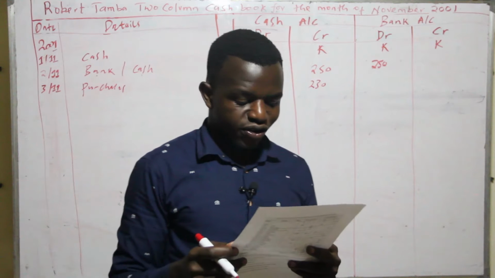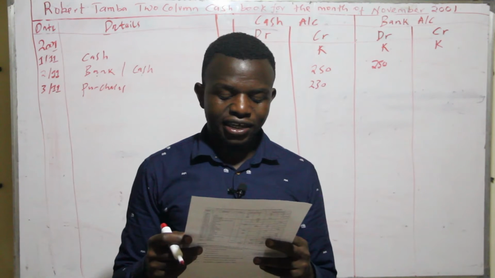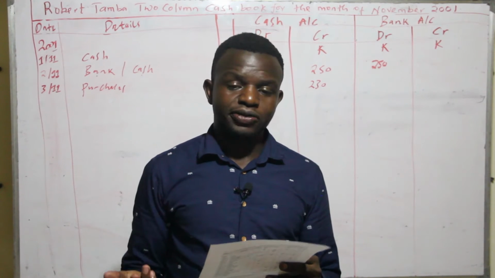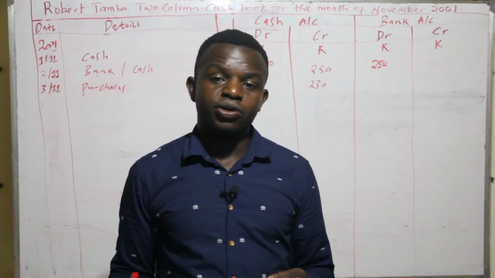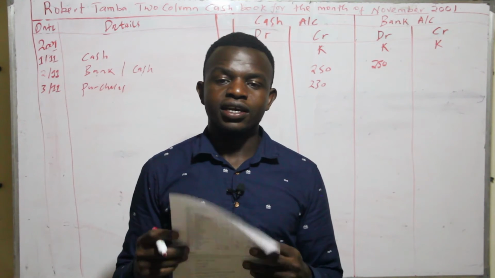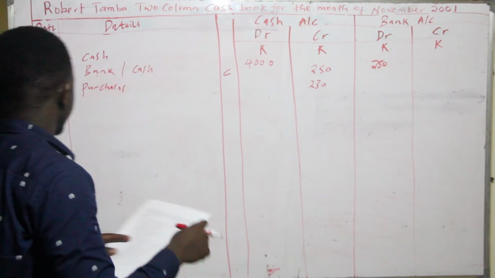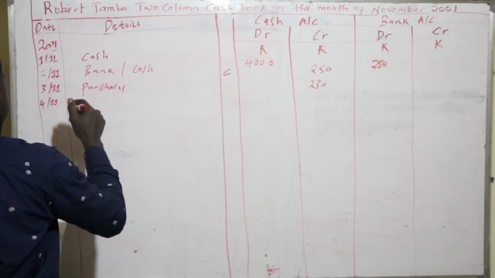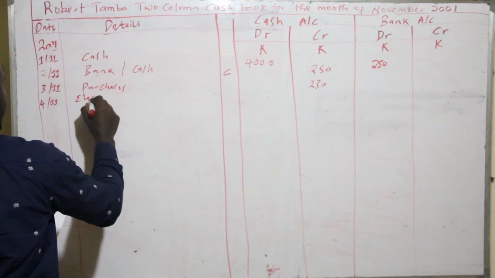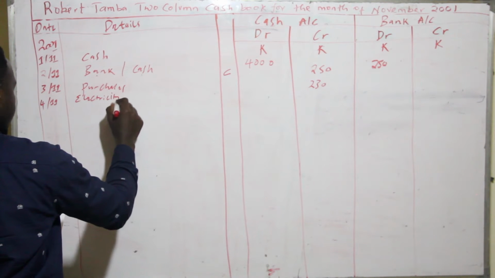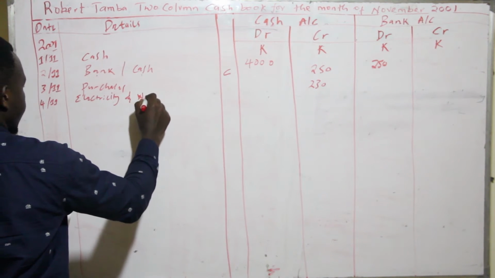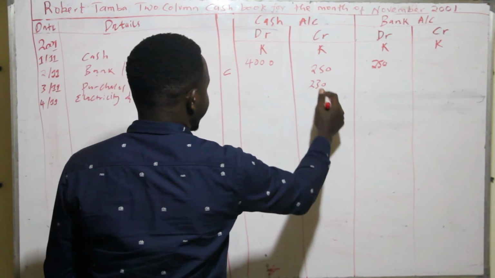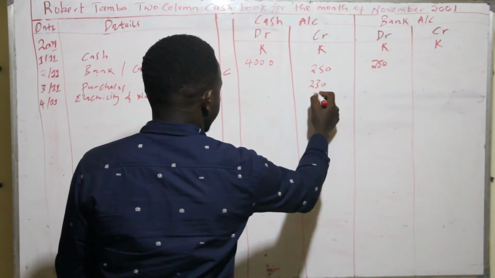Then on the 4th of November, paid for electricity and water bills amounting to 50 kwacha in cash. Also in this type of transaction, money is going out of the business, so we're going to record it on the credit side of the cash account. So we'll say 4th of November, electricity and water bills. We are going to record it on the credit side of the cash account. It's 50 kwacha.